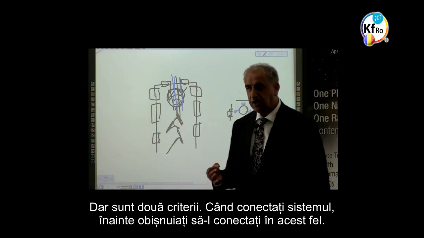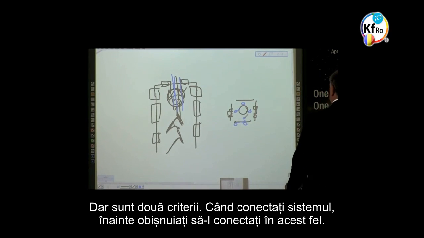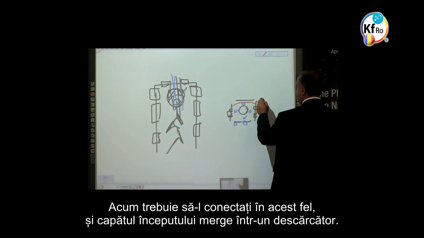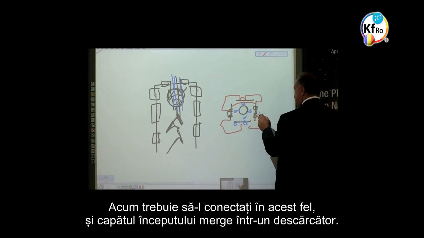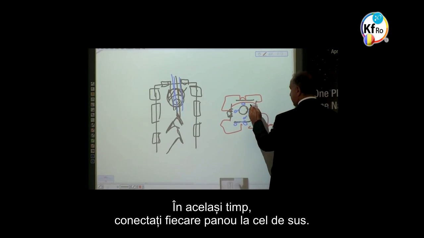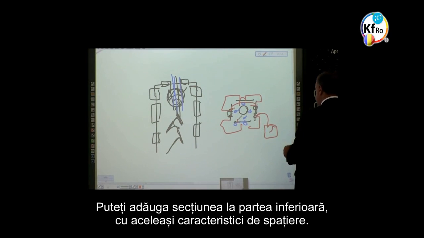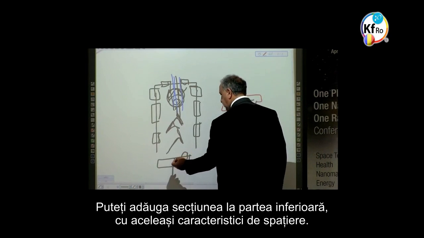But there are 2 criteria. When you connect this system, before you used to connect this way. Now you have to connect this way. And the end of the beginning goes to a dumper. At the same time, you connect each plate to the top. You can add a section to the bottom with the same characteristics.